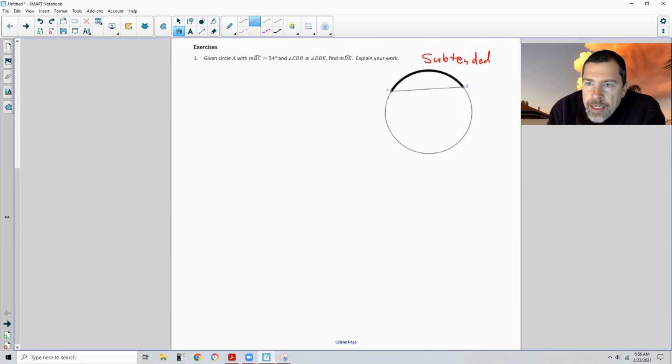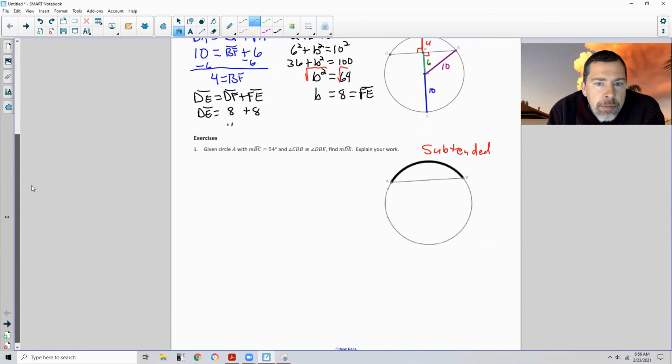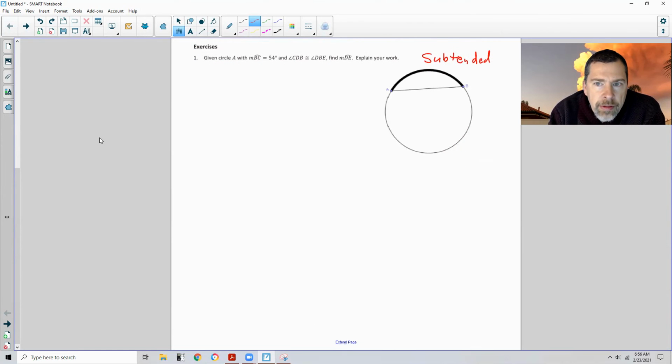It is subtended by, let me see, my pen failed. All right, let me fix that. Okay, it is subtended. So arc AB is subtended by chord AB. And that just basically means that we're cutting a section of the circle off, and it is a portion of a circle with the arc included. Okay, so it's subtended. They have the same endpoints.